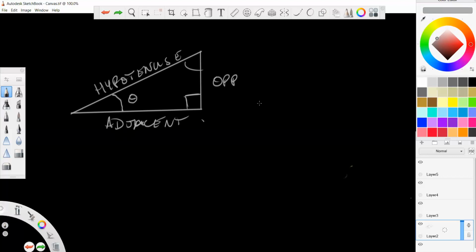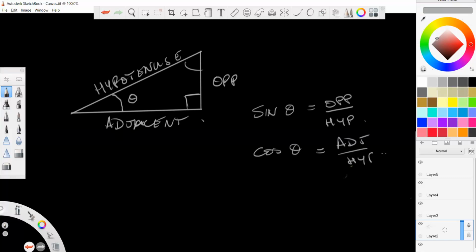And what that means is I can just list a function. So sine of theta is going to be the ratio of the opposite to the hypotenuse. Cosine of theta is going to be the ratio of the adjacent to the hypotenuse. And tan of theta is going to be the ratio of the opposite to the adjacent. And that's literally all it means. That's literally up to 90 degrees. That's literally all it means.